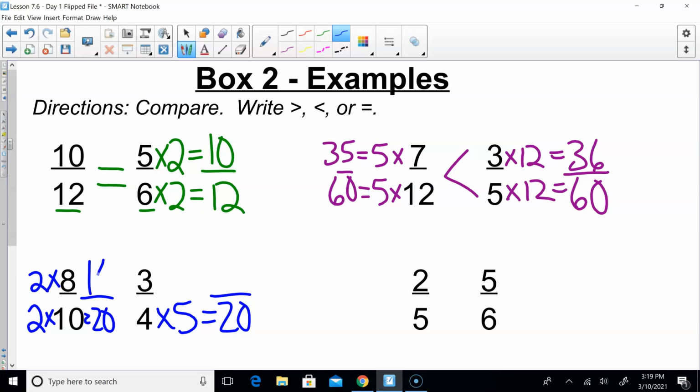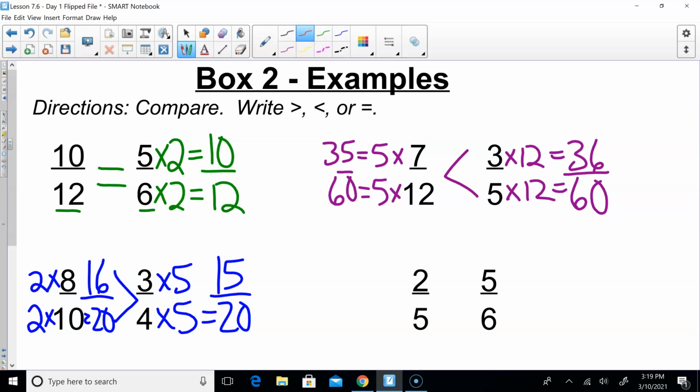Now I can do the same thing on the top. 2 times 8 is 16. 3 times 5 is 15. Once again, a really close one, but it looks like 8 tenths is going to be greater than 3/4. If you want to right now, since you're getting the feel for this, you can pause the video, try this one out before I do it, and see if your work matches my work.